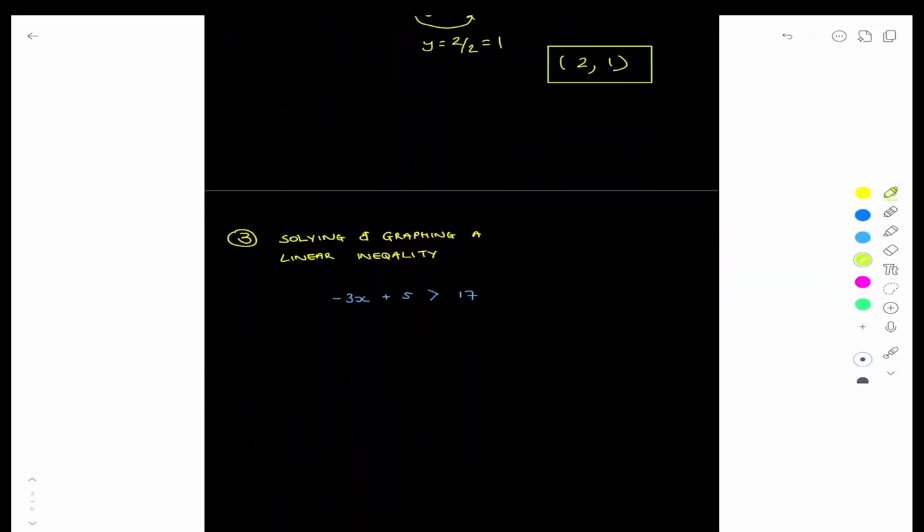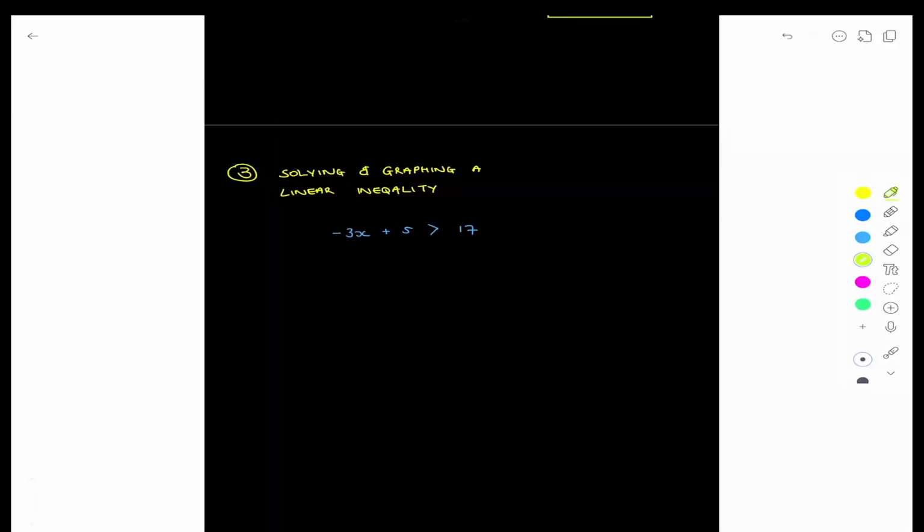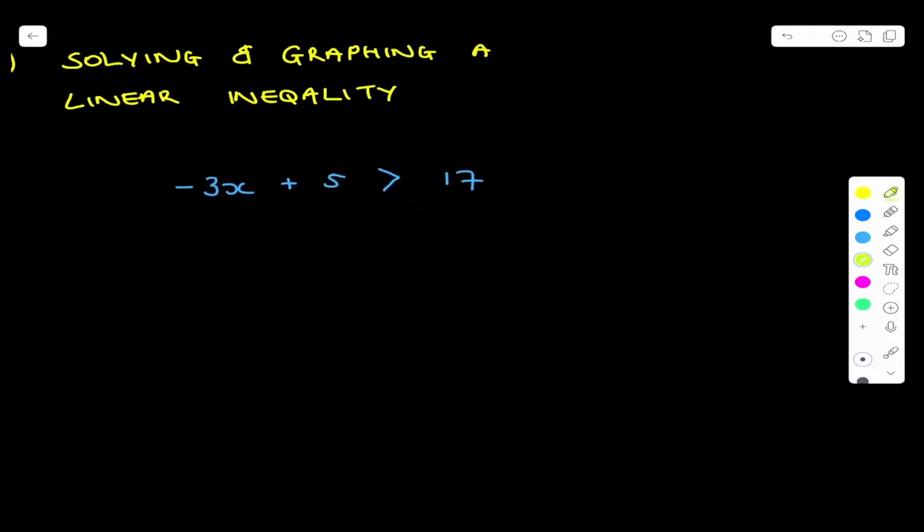Question 3. So, solving and graphing linear inequalities. So suppose you have this inequality. Minus 3x plus 5 is greater than 17. And the question asks you to solve and graph this. Okay, do you want to have a bit of a go and type in your answers in the comment section? And we'll go through it in a second.